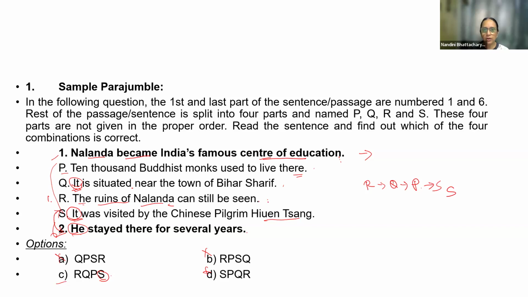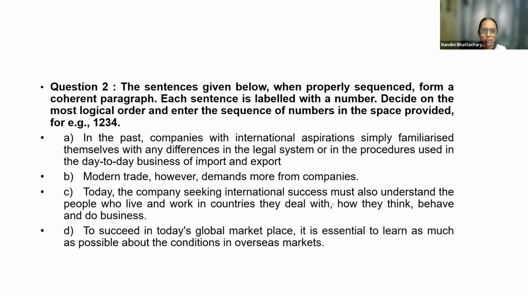But still, yes, we solved it because we should know the reasoning behind putting the sentences together. Now, suppose you had two options with S coming last, then obviously you would have to look at the others. Okay, now let's look at another one. Now, in this question, no options are given to you. This becomes a little difficult because you have to figure out the order.